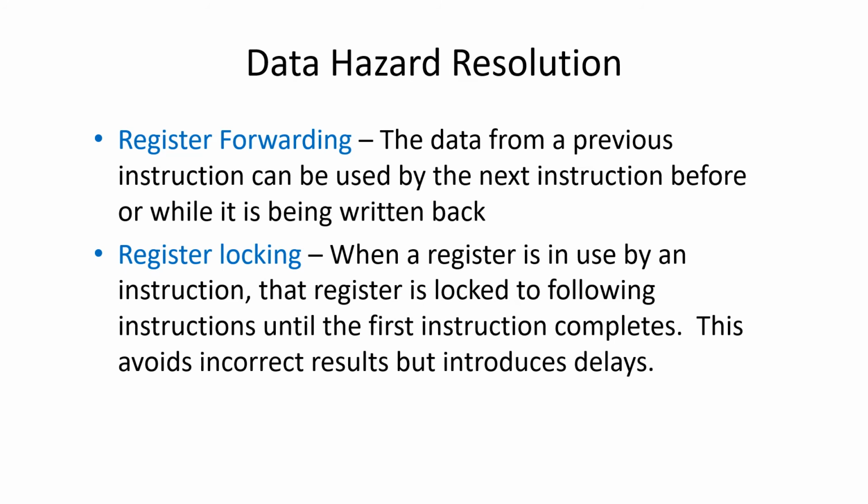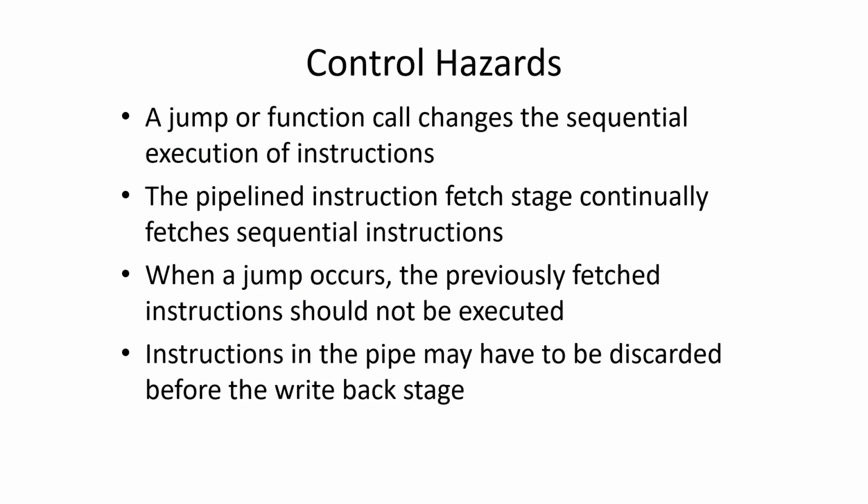There are a couple ways to fix this. One is register forwarding, where the information coming back from the arithmetic logic unit can be fed directly into the result register for the next cycle, or register locking, which doesn't really fix the problem, but it keeps you from getting errors. When a register is being changed, it locks it, and then a following instruction will not be able to access the locked register until it's released by the previous instruction.